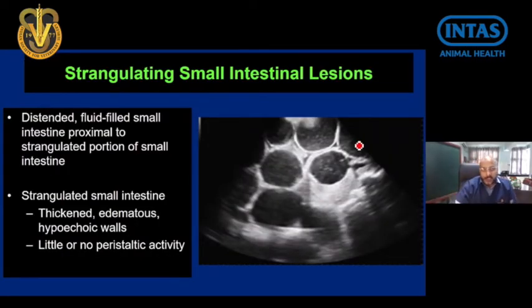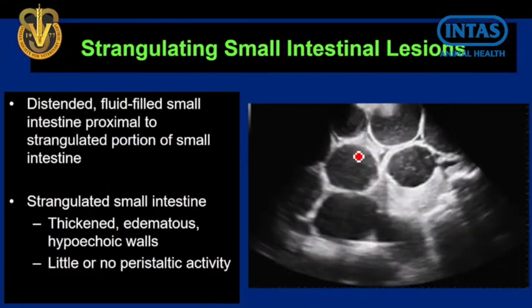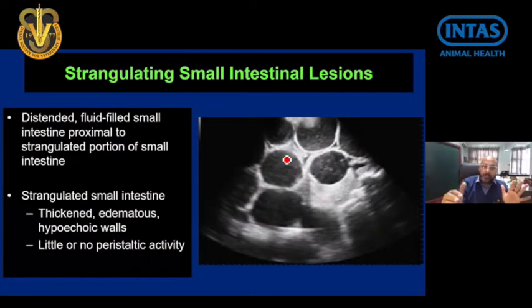You can see this is a strangulated small intestinal lesion. You can see the bunching of the intestine. They are shoved toward one side. It is a bunching here. And the wall, you can see such a reaction. It is all hypoechoic and turgid. So this indicates strangulated small intestines. It is thickened. They are edematous. Hypoechoic walls are there. And when you keep the transducer for a certain period of time, you won't find peristaltic activity. That means there is stasis or ileus. So this indicates strangulated small intestinal lesions.